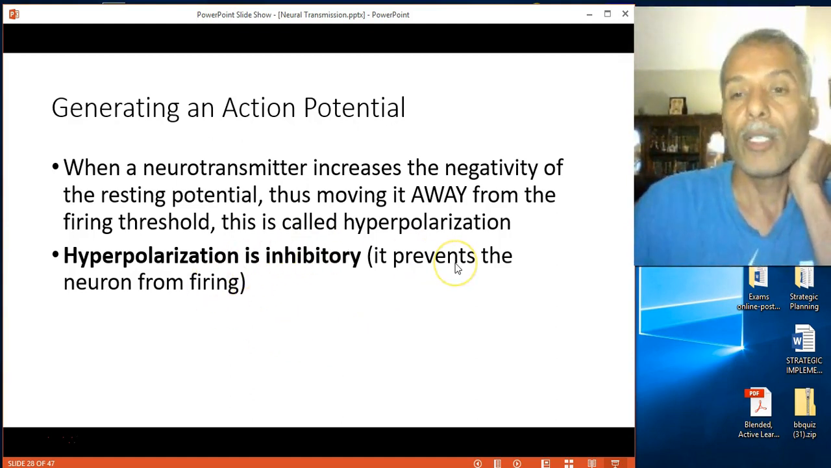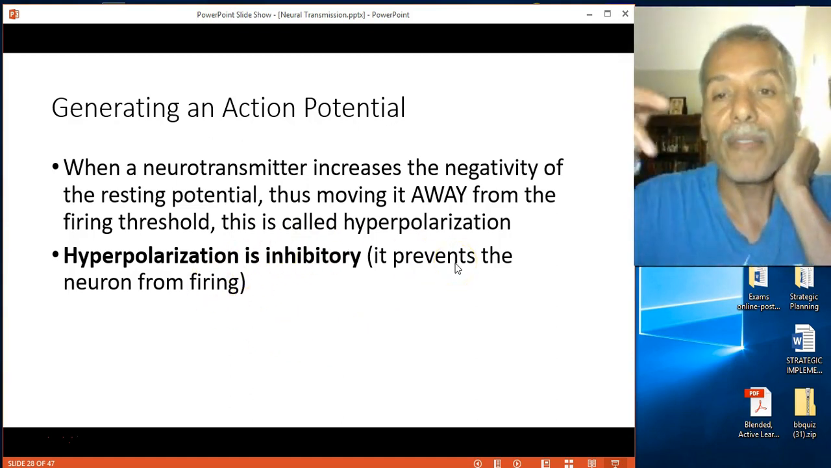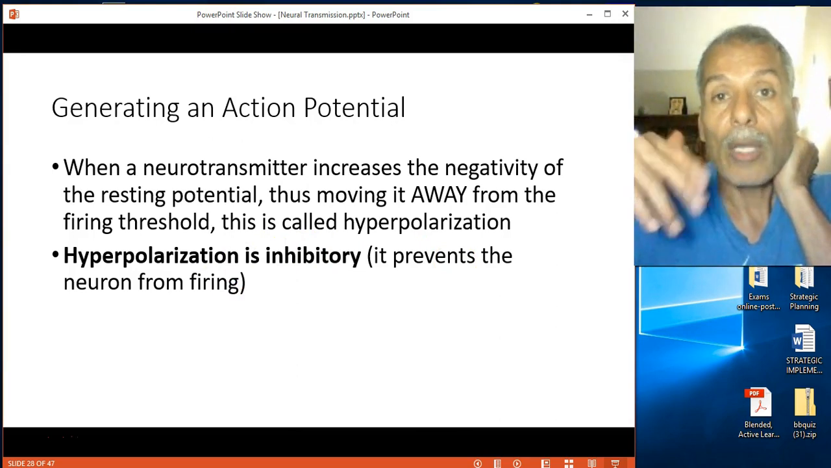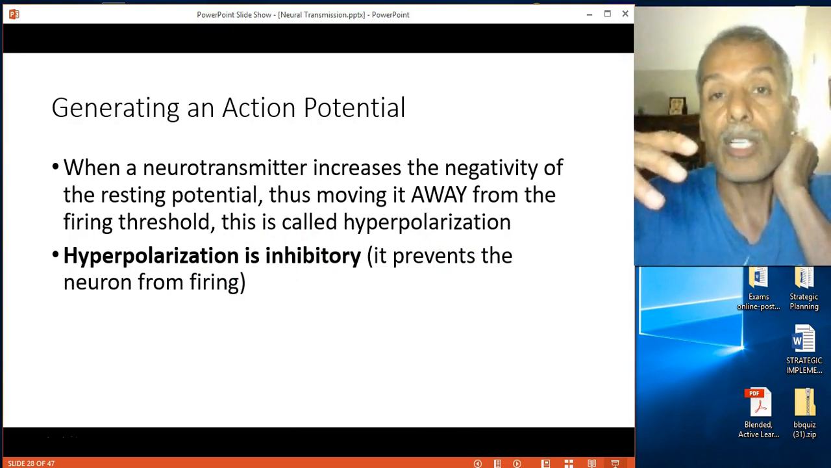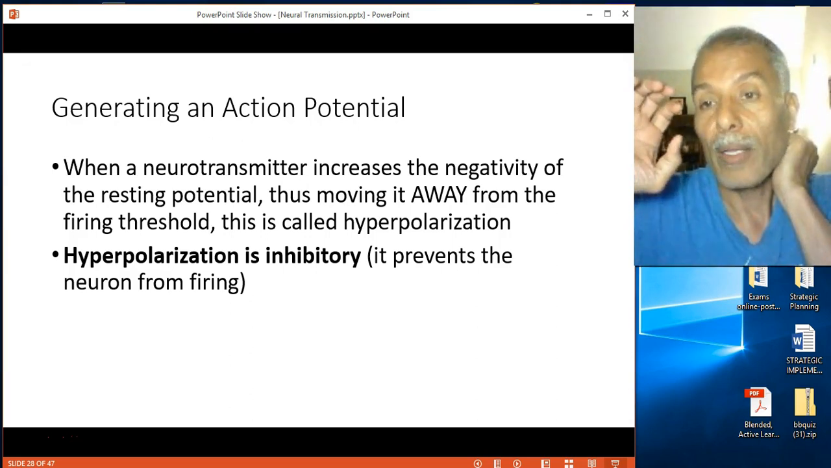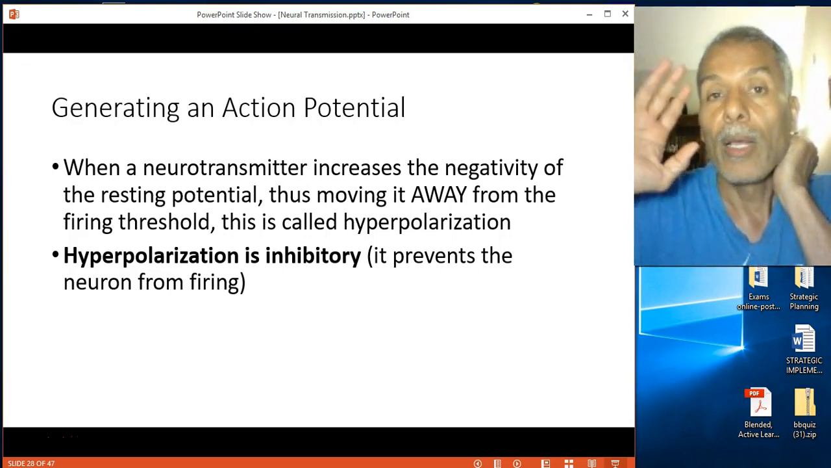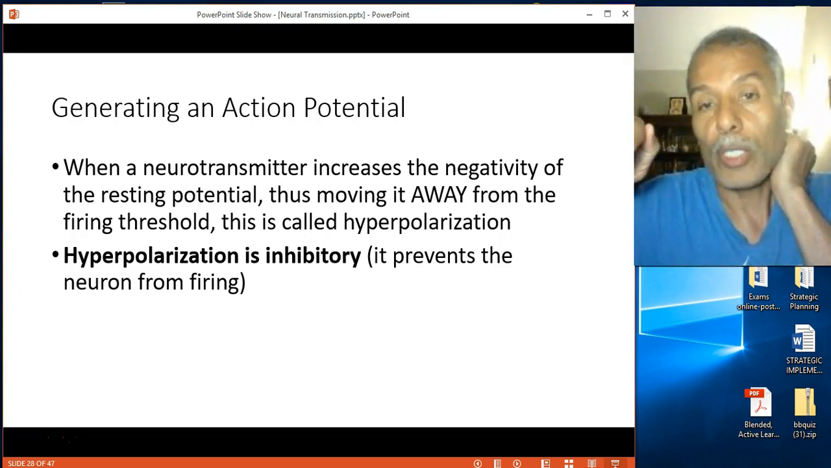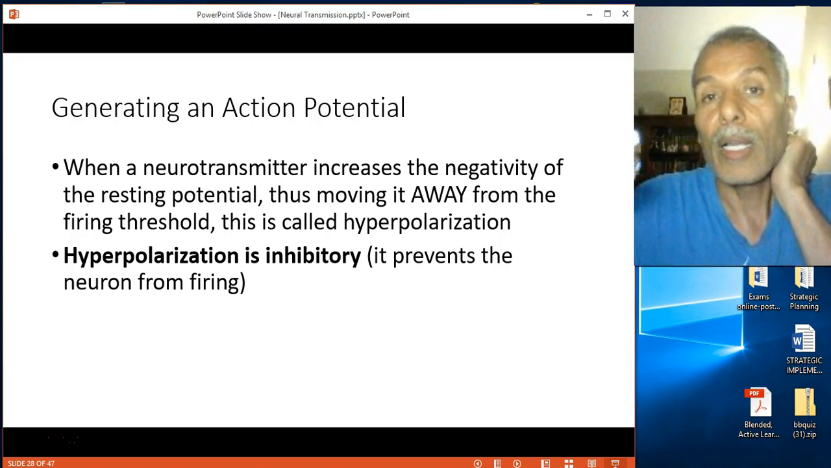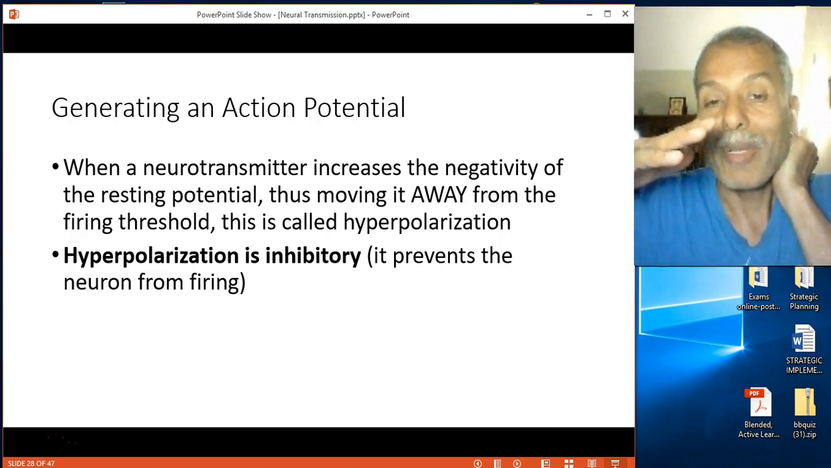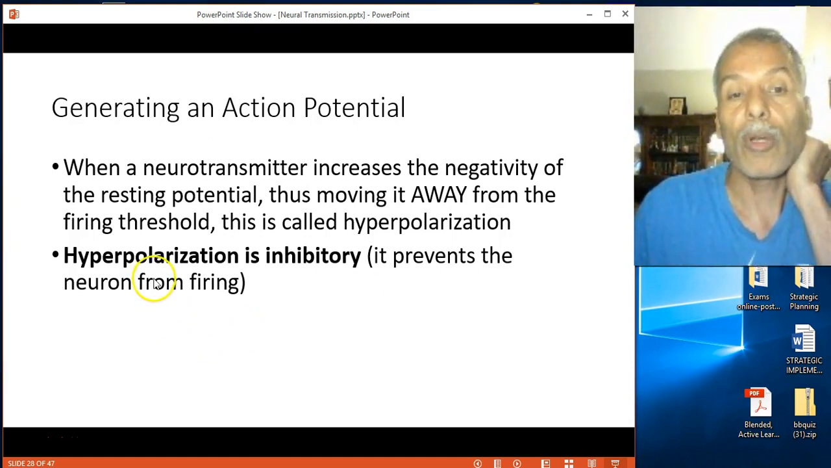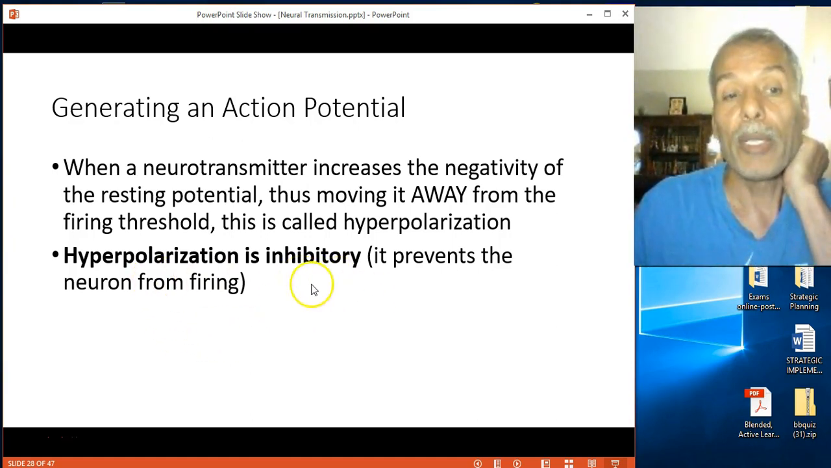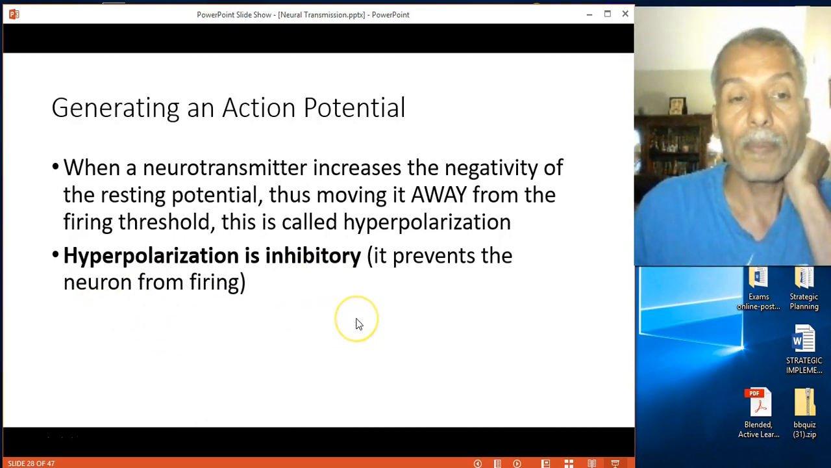So if you increase the number of negative charges inside of the neuron, you create hyperpolarization. You make the cell move away from the firing threshold, in the opposite direction, making it less likely to fire, inhibiting its function. So hyperpolarization is inhibitory because it prevents the neuron from firing.